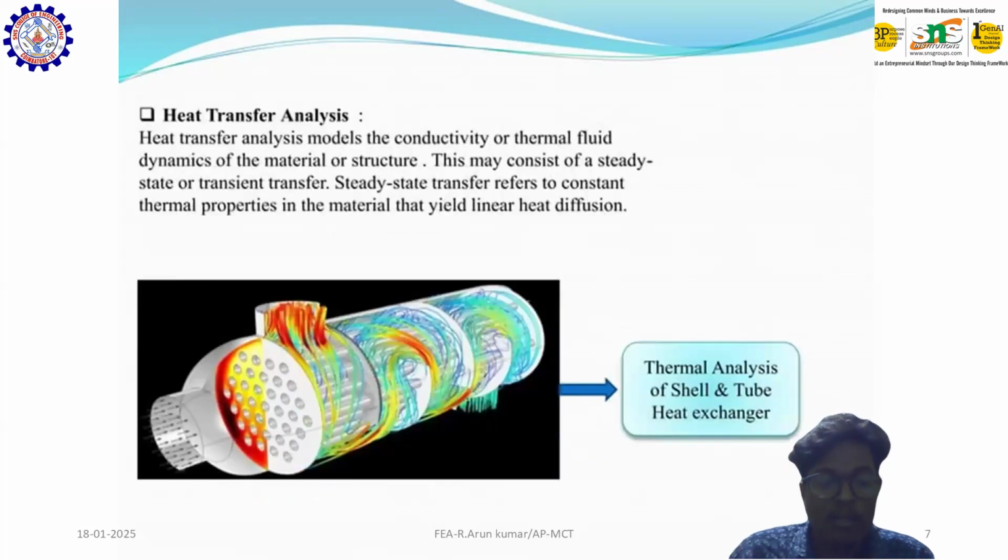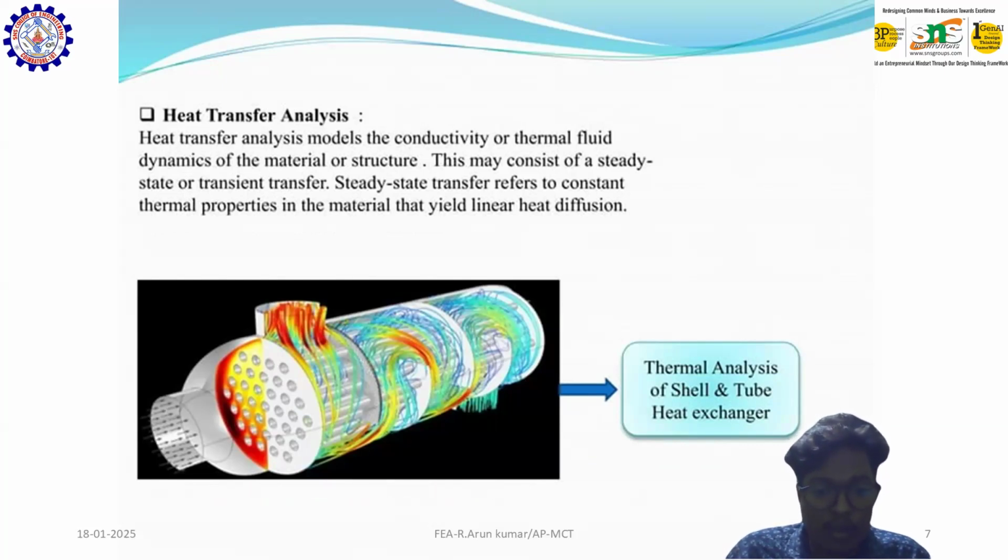After that, we are moving to heat transfer analysis. It is one of the thermal analyses. Okay, so heat transfer analysis models the conductivity or thermal fluid dynamics of the material or structures. This may consist of steady state or transient heat transfer. Steady state heat transfer refers to a constant thermal property in the material that yields linear heat diffusion. So these are called types of engineering analysis.